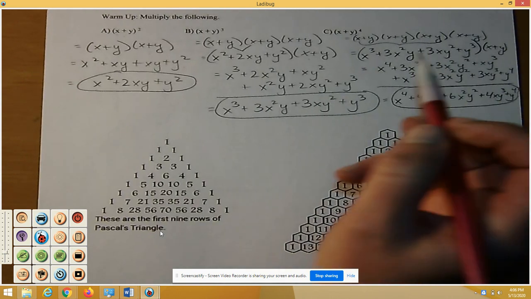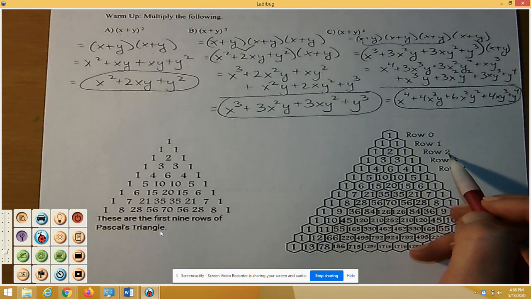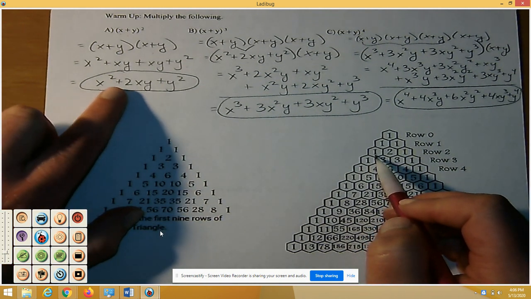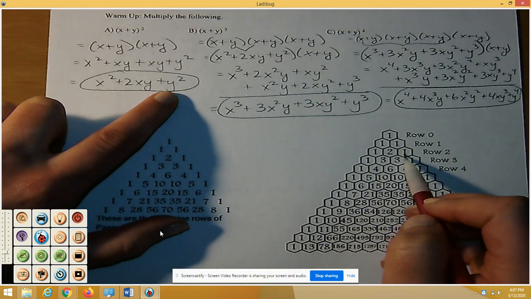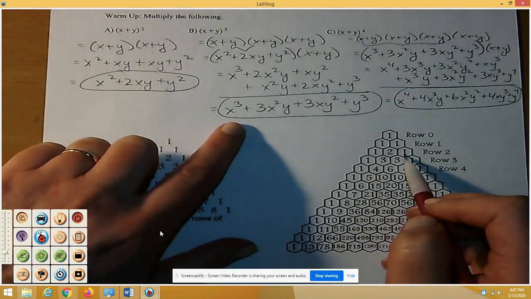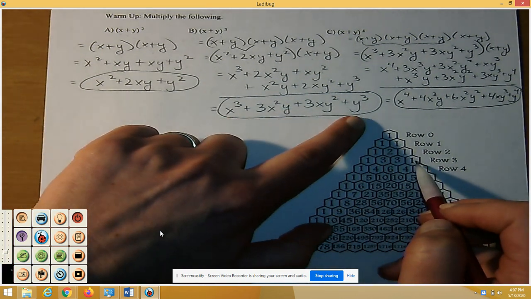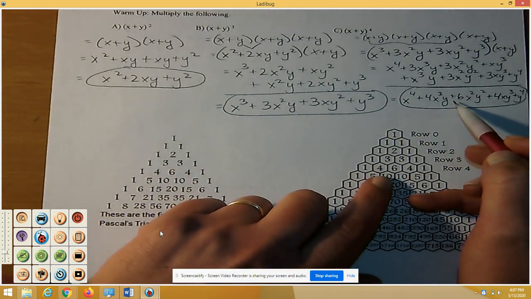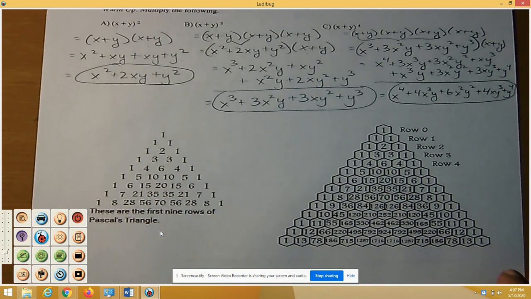So if I'm looking at row 2, the first coefficient was the 1. The second term's coefficient was 2. The last term's coefficient is 1. And then the next one, row 3, the coefficients are 1, 3, 3, 1. And then row 4, 1, 4, 6, 4, 1. So there are a lot of really cool patterns that are happening here.